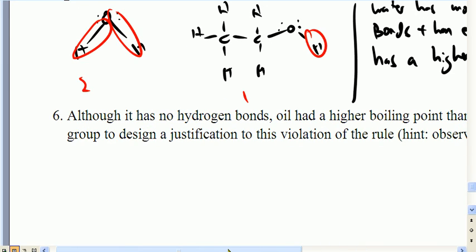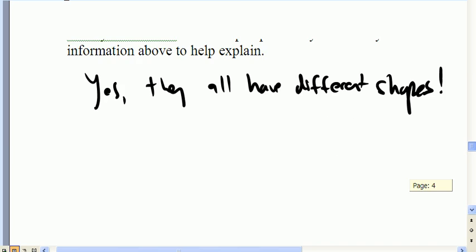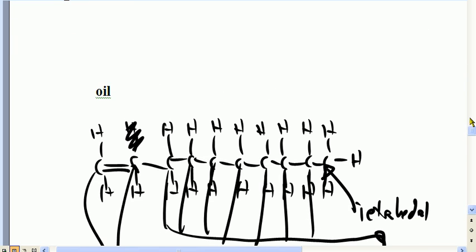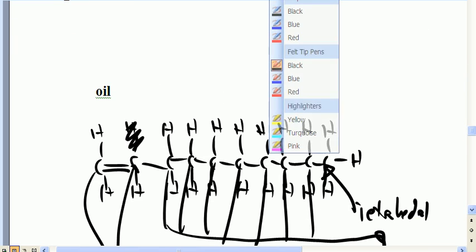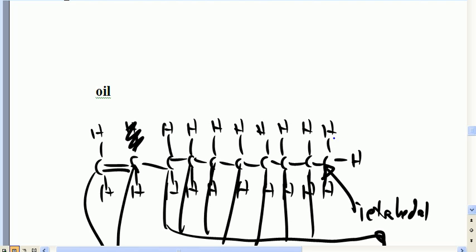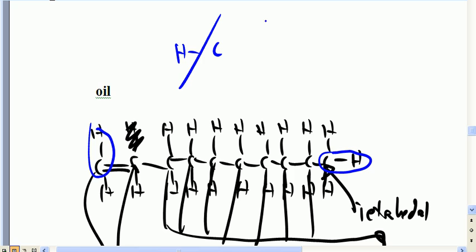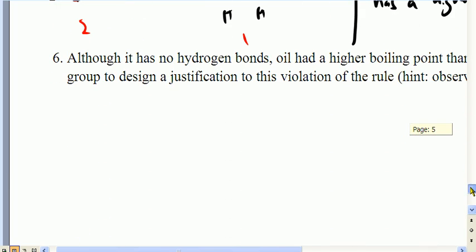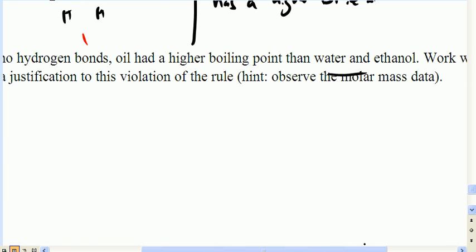So although it has no hydrogen bonds, and let's take a quick look back at it to make sure. If you look at, do it in blue, all the hydrogens are connected to carbons in this molecule. All the hydrogens are connected to carbon, and that is not a hydrogen bond because hydrogen has to be connected to N, O, or F for it to be hydrogen bond. So let's go down here, and it says, although it has no hydrogen bonds, oil does have a higher boiling point than water and ethanol.